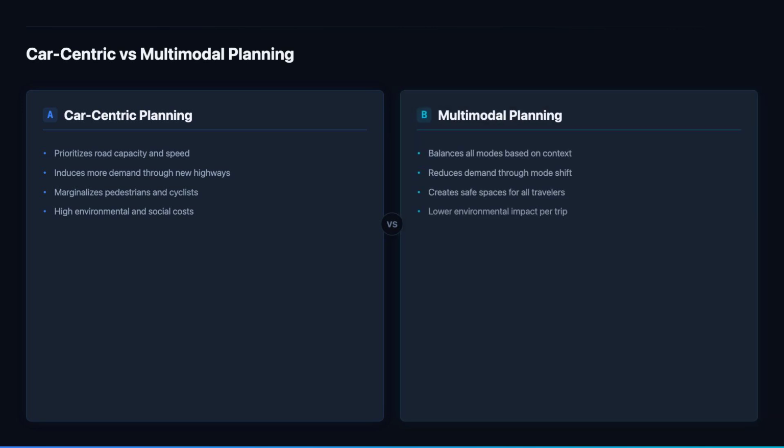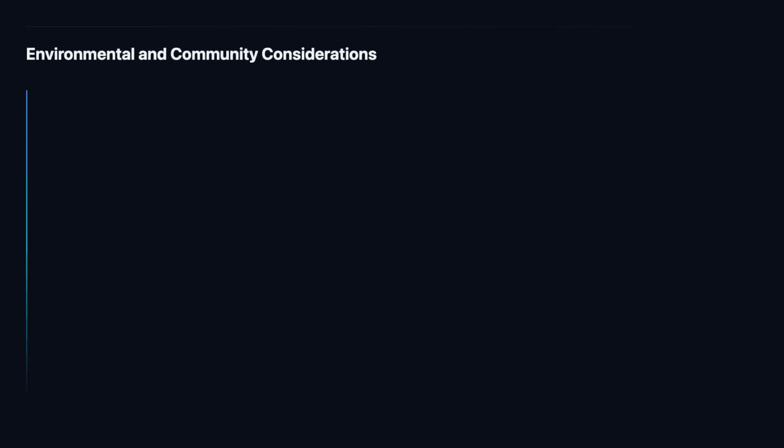Multimodal planning gives people real choices, reducing congestion and emissions while improving accessibility for everyone. Modern transportation planning must balance mobility needs with environmental protection and community impact. Environmental assessments identify potential harm and require mitigation measures before construction begins.